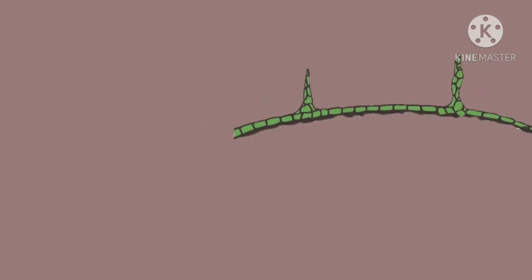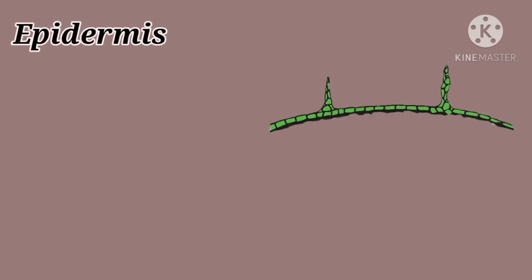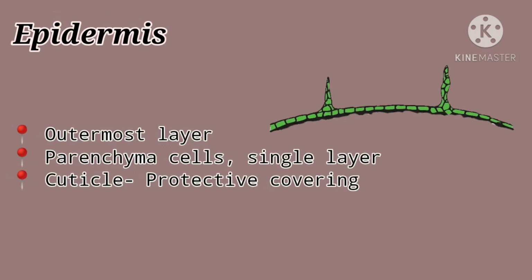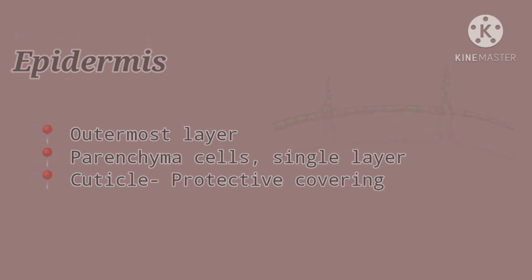The first layer in dicot stem is epidermis. Epidermis is a single layer outermost cell which is made up of parenchyma cells. Over the epidermis, a layer of cell is present which is called as a cuticle. This cuticle is a protective covering for the epidermis.